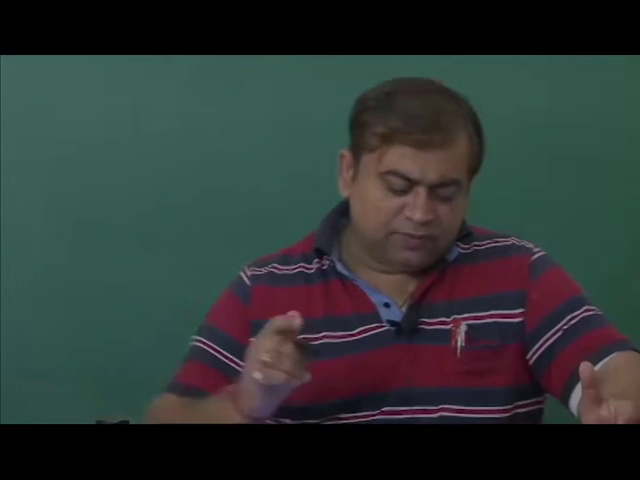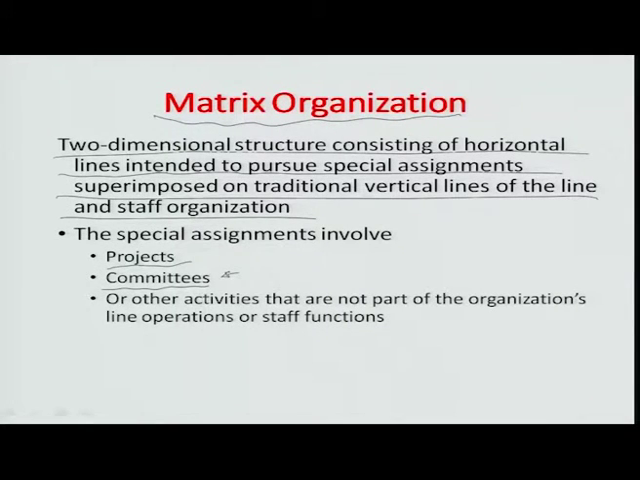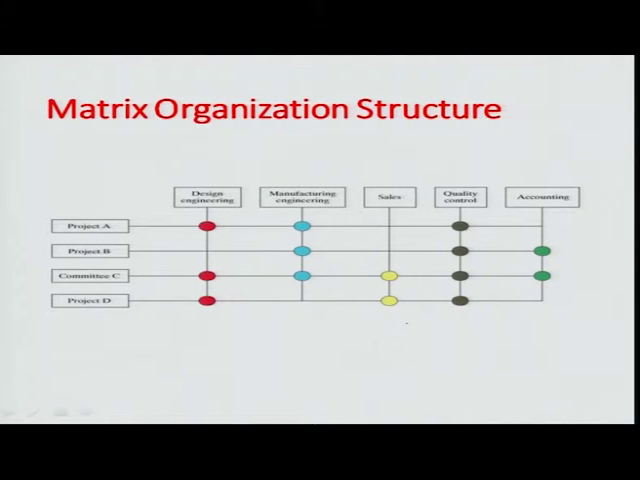So, such committee based special assignments are done at every level within an organization today, to borrow each other's strengths in order to get the best performance on an activity which is planned. There can also be other activities that are not part of the organization's line operations or staff functions, which can be put under such matrix organizations. Typically, if I look at the line diagram again, let us say we talk about a concurrent approach of designing a product with multiple stakeholders including design engineering, manufacturing engineering, sales, quality control, accounting.